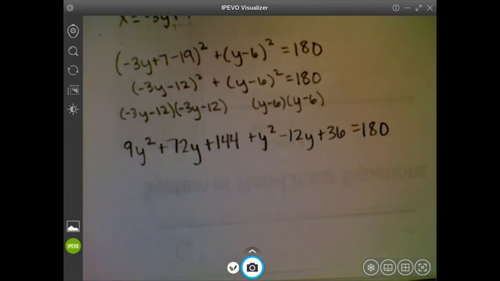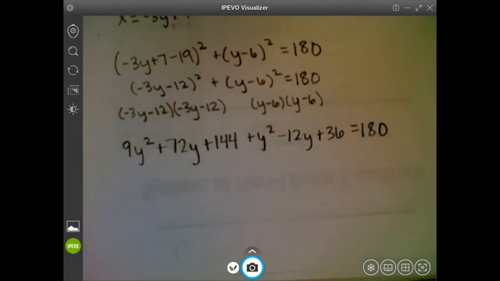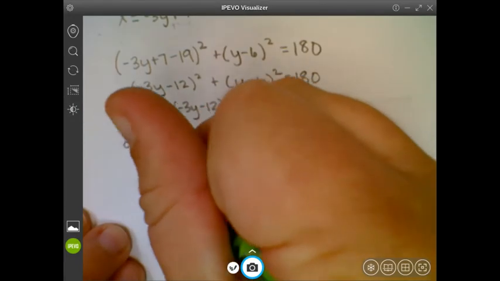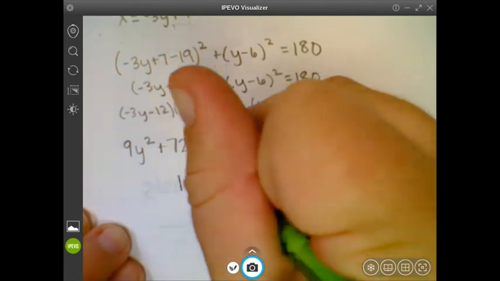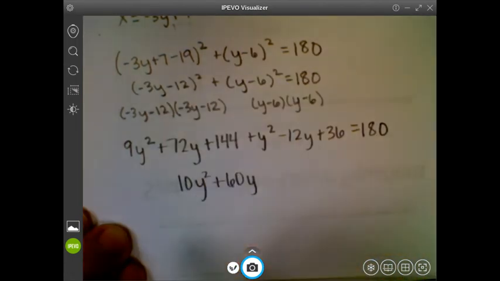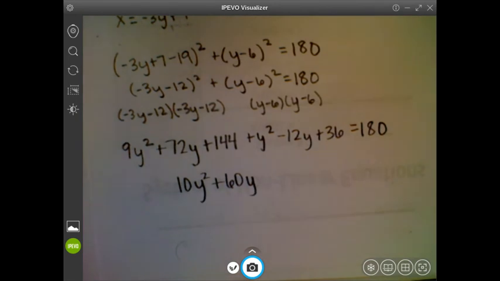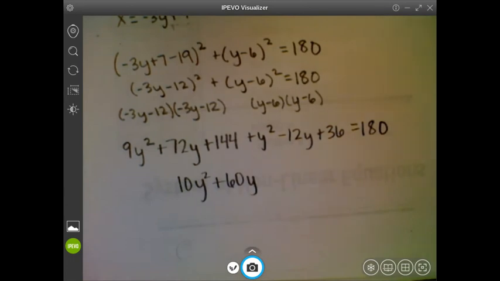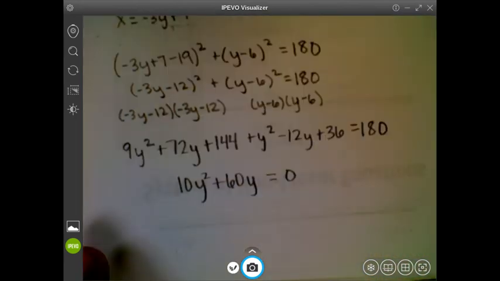All right, from there you should combine like terms. It is a quadratic, so I'm going to move the 180 over in the process as well. And then we'll solve the quadratic. So I have 10y squared. We'll have 72 minus 12, so plus 60y. So that was 10y squared plus 60y. And then we'll have 144 plus 36. That's 180, but then I'm going to move this 180 over, so subtract 180. So that's 0, and that will be equal to 0.